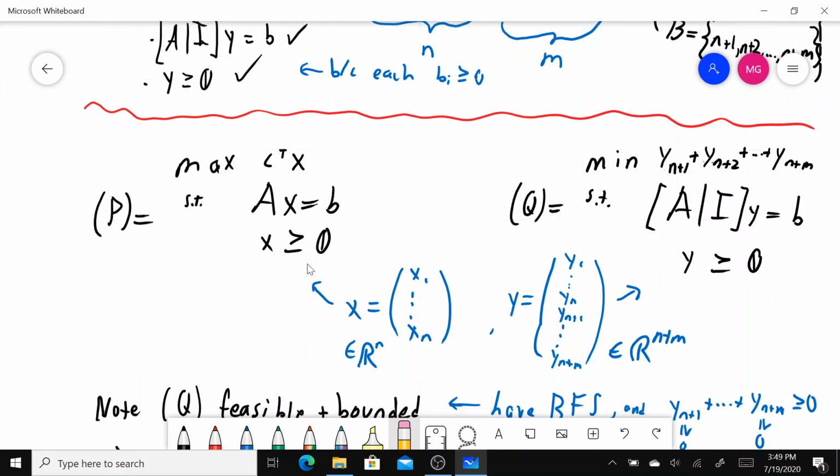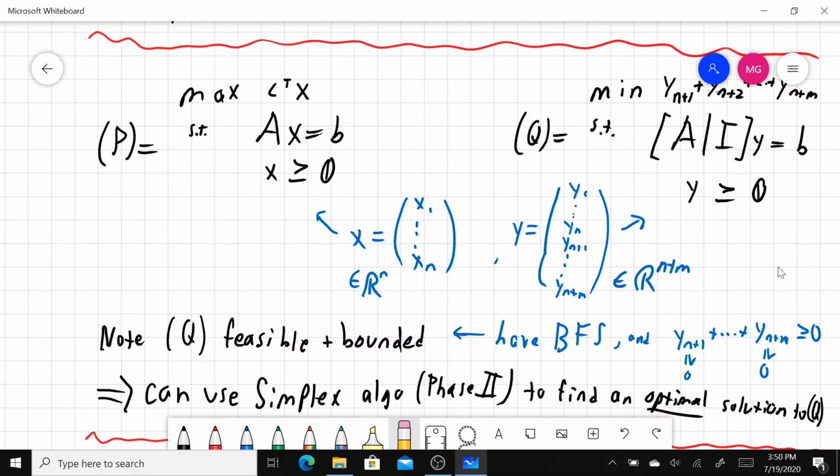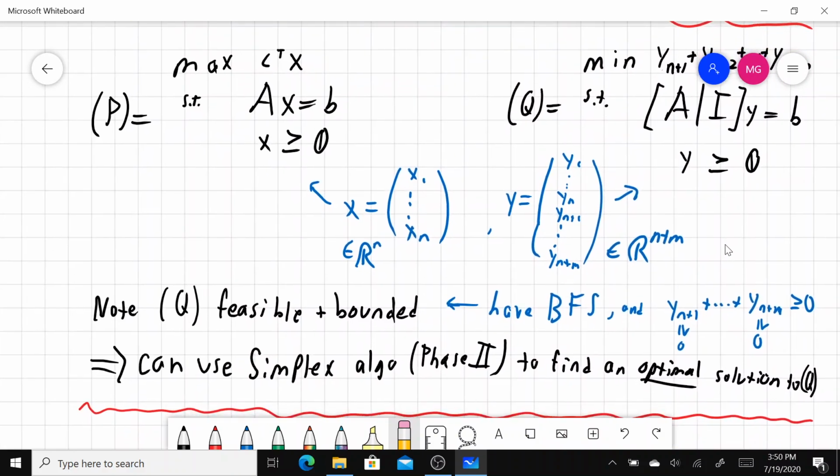By the way, just so we're on the same page, x has n components because that corresponds to the number of columns of the matrix A, which is n columns. And y has n plus m components, because there are n plus m columns of this matrix A appended by I. That's just for all the dimensions to work out appropriately. So we're trying to minimize this sum here.